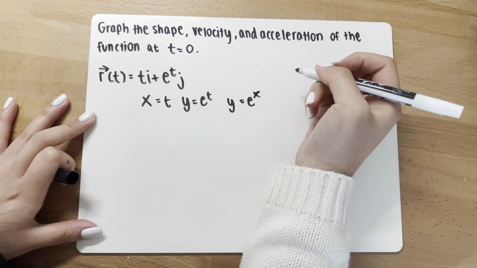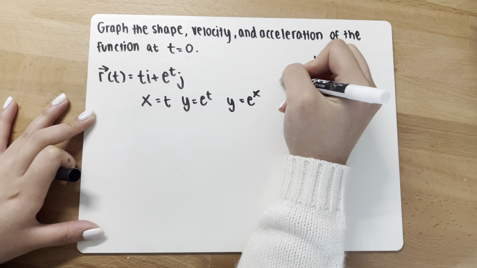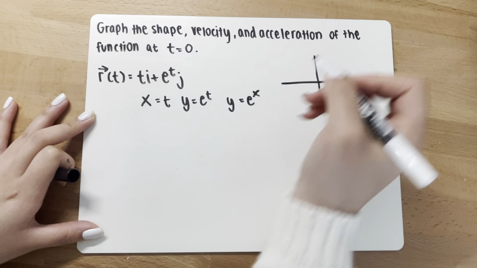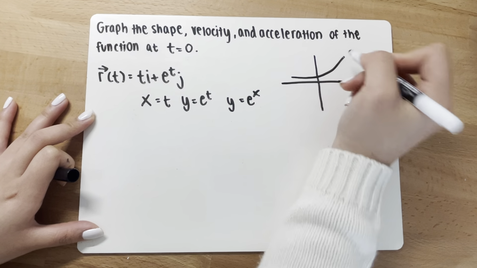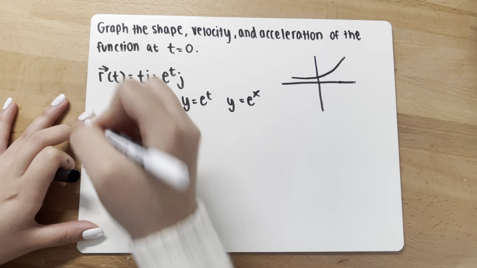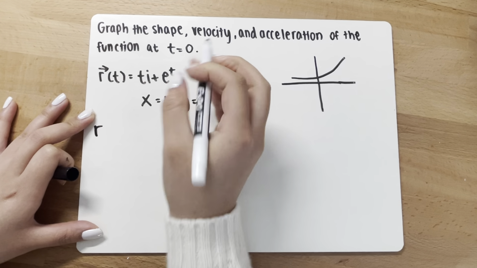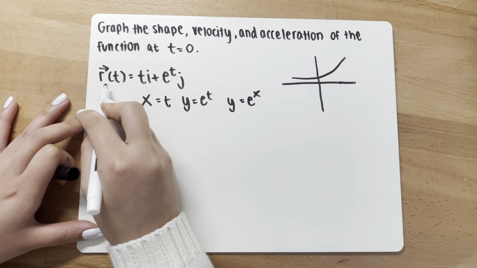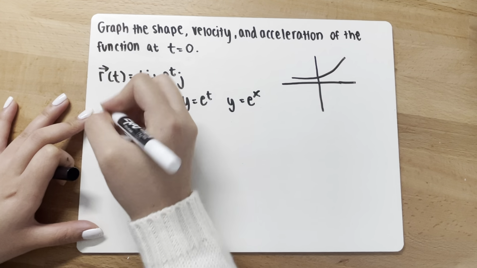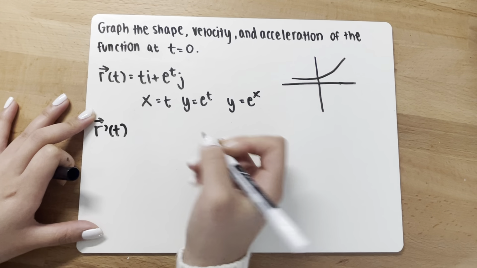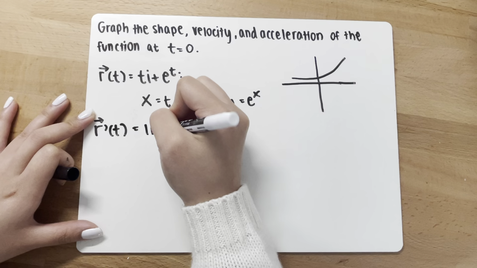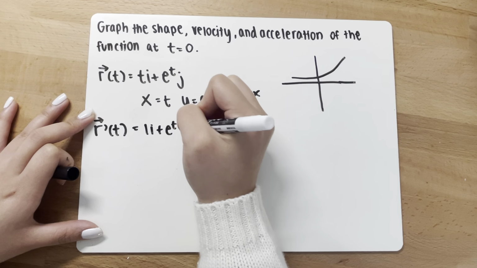Keep in mind that the shape of this graph, since it's the exponential, it will look somewhere along the lines of this. Okay, moving on. Now you want to find the velocity. And to find the velocity, you simply do the derivative of this function. So you have this. Derivative of t is 1i plus derivative of e^t is e^t j.